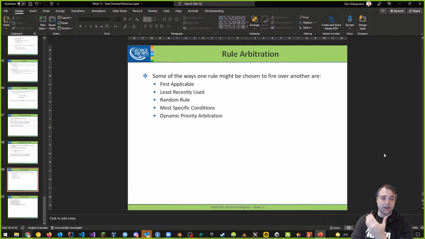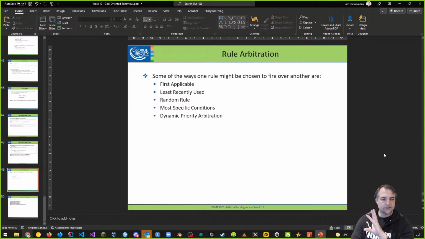We can even go with something like a random rule. Choose a random rule that applies, right? One of the random rules that meets the criteria, because there could be multiple rules to meet the same criteria, okay? And you could have the most specific conditions. We can look at specificity. So, for example, if there's one of the conditions that's more specific than the other, almost like a condition chain. Okay, and the last one is almost like a dynamic priority arbitration, where we have a set of priorities for the rules, and we could change the priority of a particular rule based on its goals. So, really neat way of capturing, kind of making decisions.